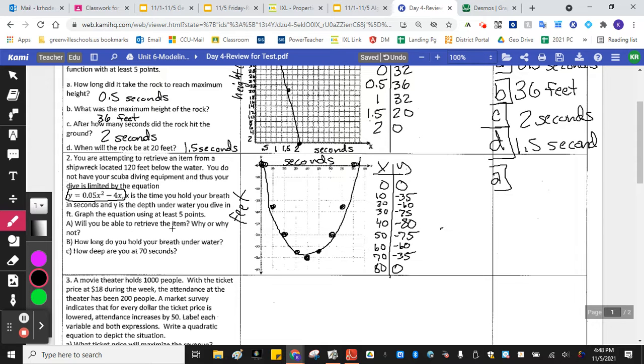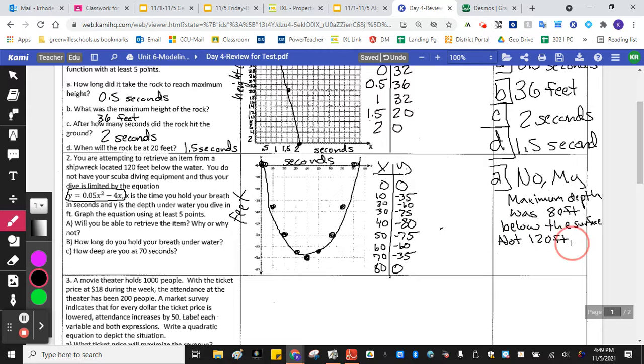Will you be able to retrieve the item? Well, the item was 120 feet below the water, and I only got to 80 feet below the water. So no, I will not be able to retrieve it. My maximum depth was 80 feet below surface. We'll just say not 120 instead of the item being at 120.